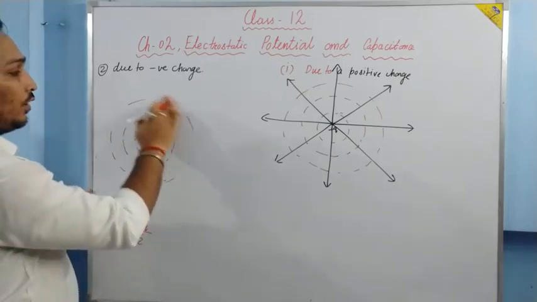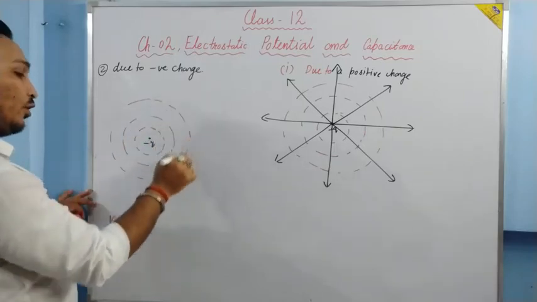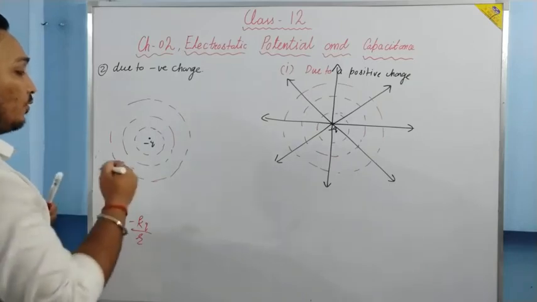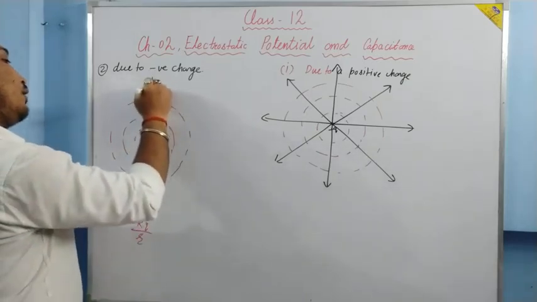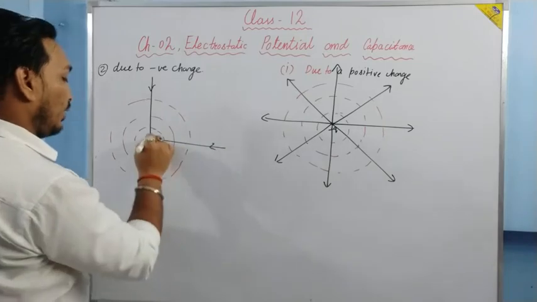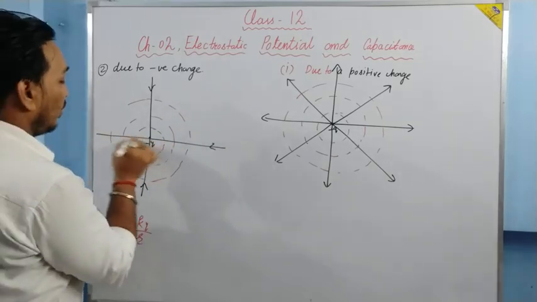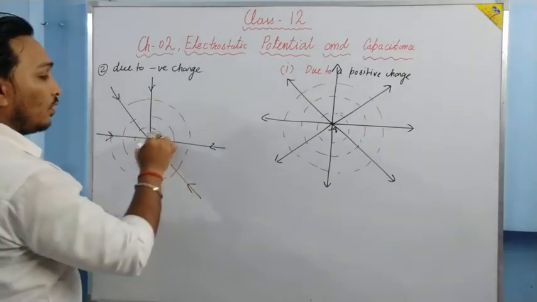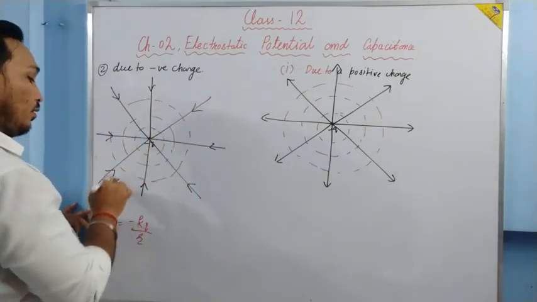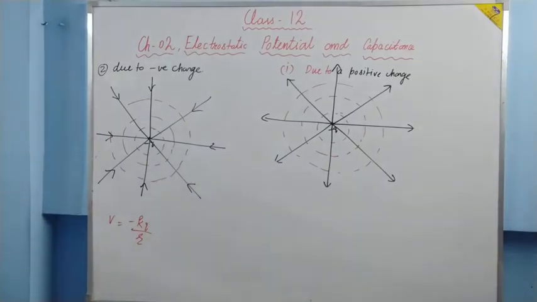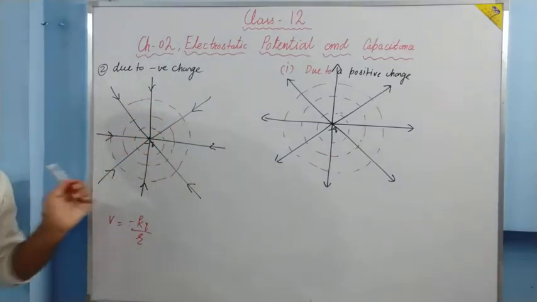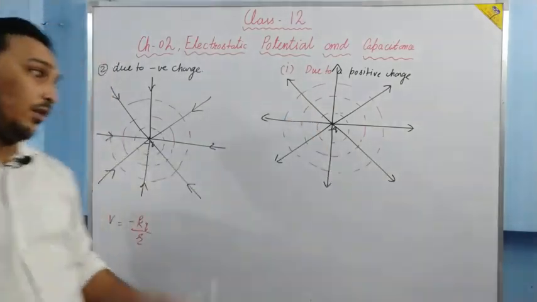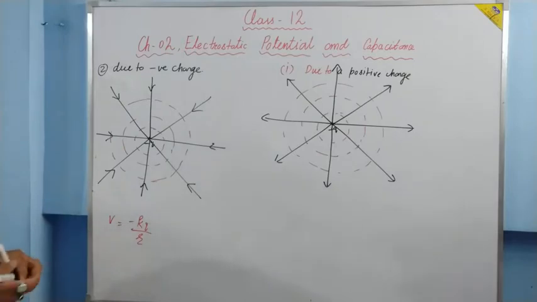Okay. Due to negative charge also, the equipotential surfaces are going to be spheres because it depends upon r only. But the direction of electric field will be radial inward. This will be the change. For a negative Q, the direction of electric field will be inward. For a positive charge, direction of electric field will be outward. But the surfaces are going to be spherical.